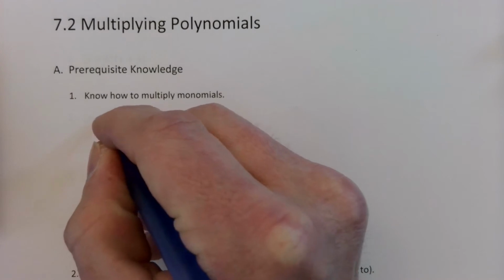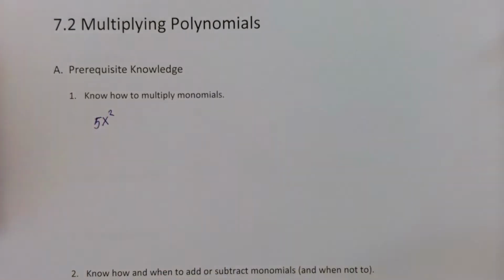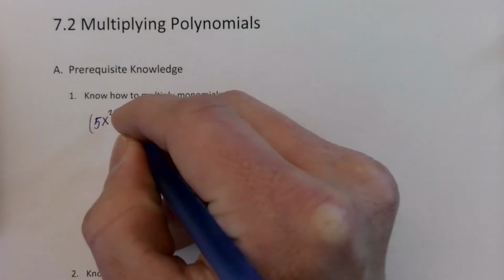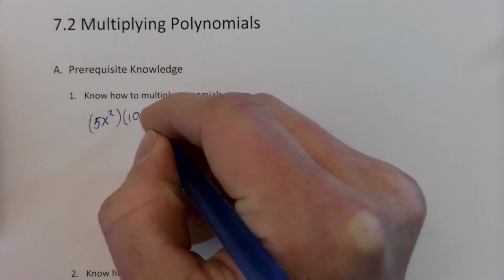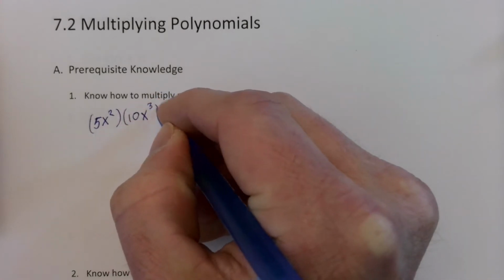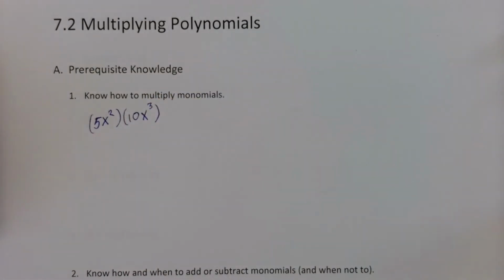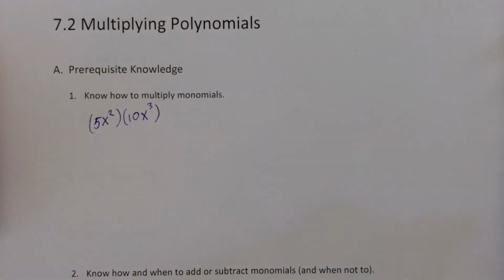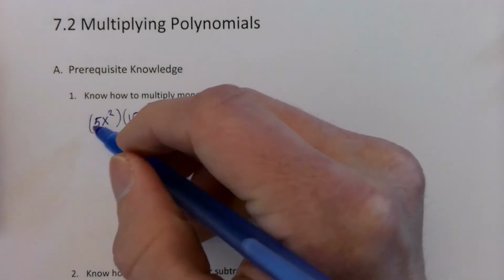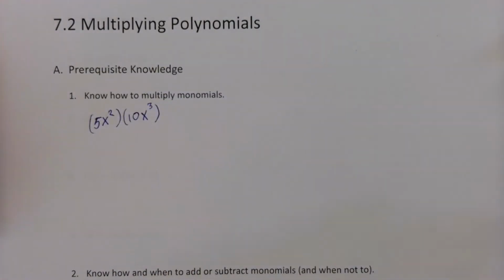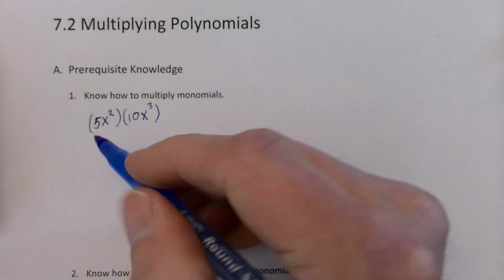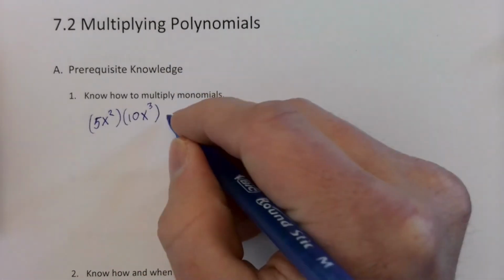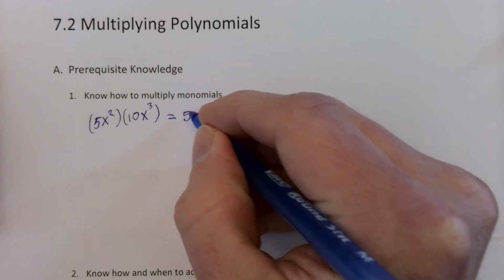Here's a monomial, 5x squared. And here's another one, 10x to the third. The multiplication symbol, a dot or an asterisk, is absent here. And of course, we don't want to use an x either. So often people will use parentheses to denote multiplication. But the idea here is you want to make sure you multiply the 5 and the 10. 5 times 10 is 50.